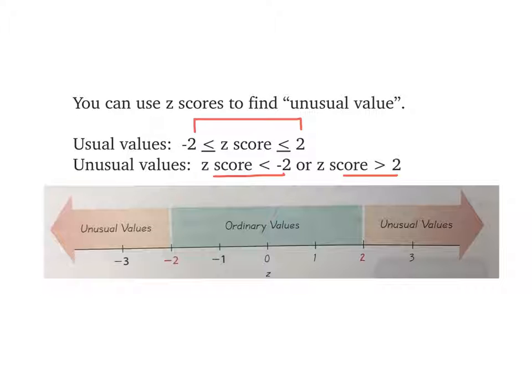I've got a little picture here that I took out of your book also. It shows the unusual values less than -2, anything over here, and the unusual values greater than 2. The ordinary, or usual, values will always be between -2 and 2, and that should be right around 95%. It's not exactly 95%, but it's pretty darn close.